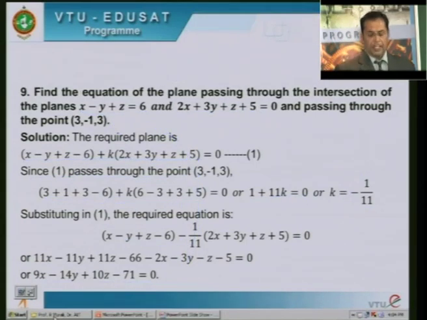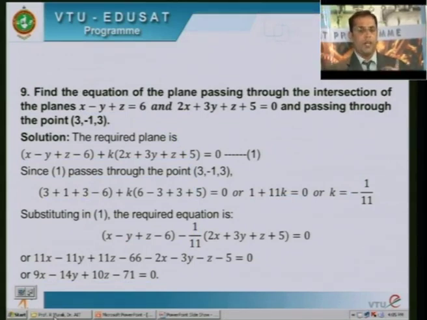Now, this problem was concerning one point. Now, there are problems like in the last session also where you look into problems involving parallel and perpendicular planes. So, let us go to the next example.